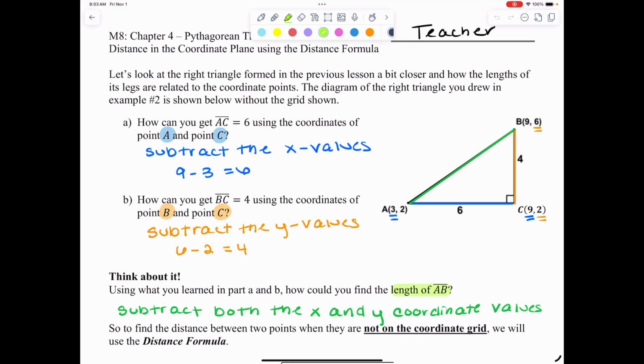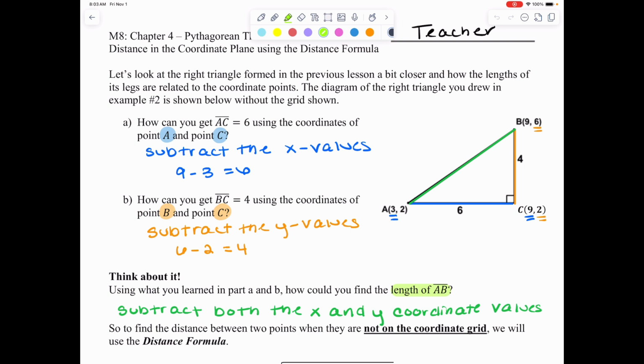All right, now that you had a chance to try on your own, let's look at it. So if I look at the distance from A to C and I see that it's 6, and I look at the coordinates and I see 3, 2, and 9, 2, it's the 9 and the 3 that gives me a 6. I can get 6 if I do the 9 minus the 3. The x from the second coordinate minus the x from the first coordinate. So I want to subtract those x values.